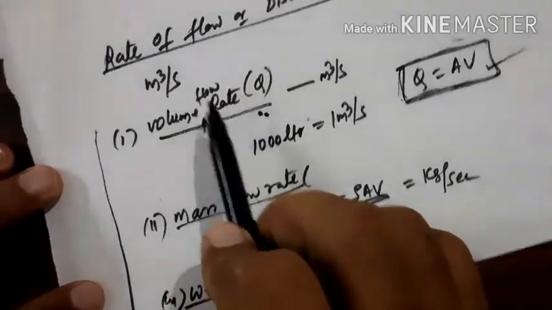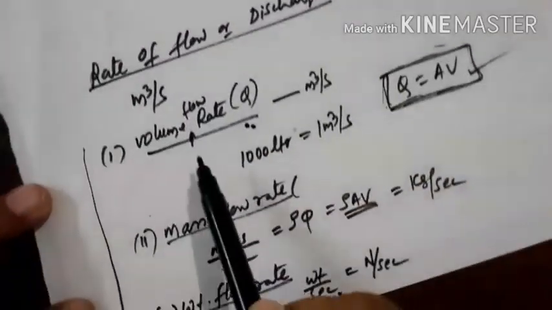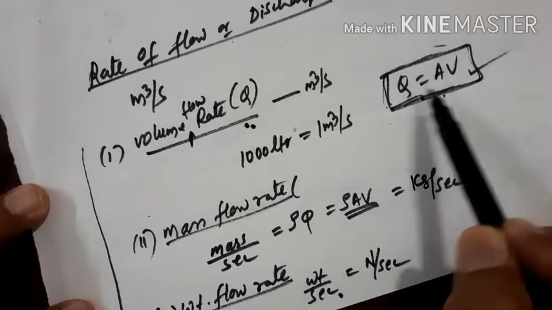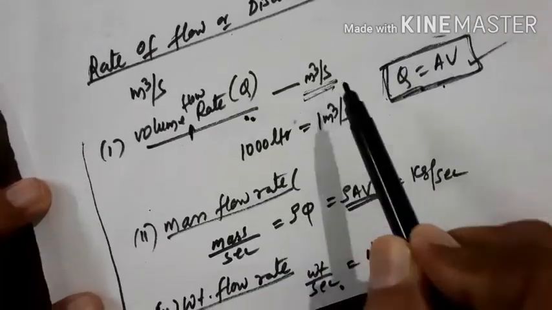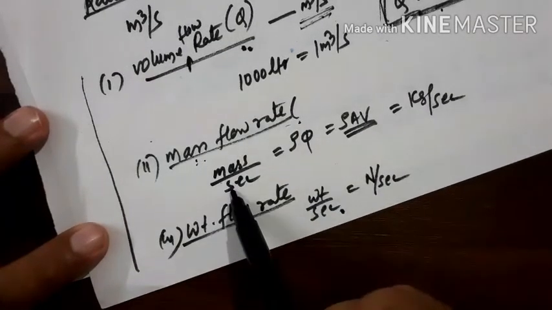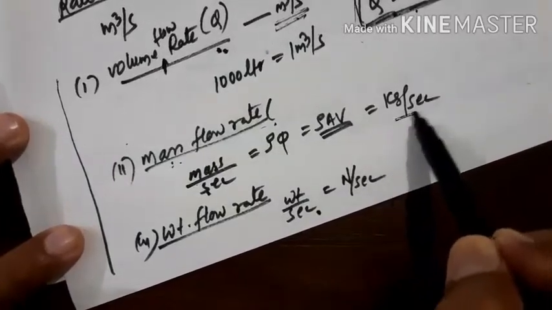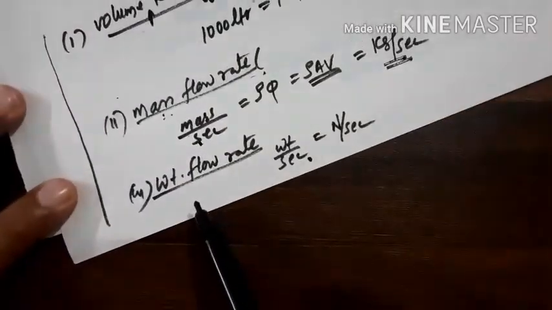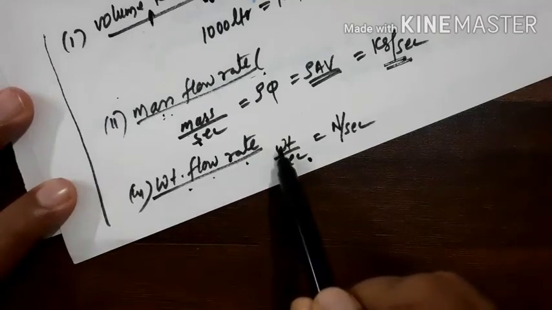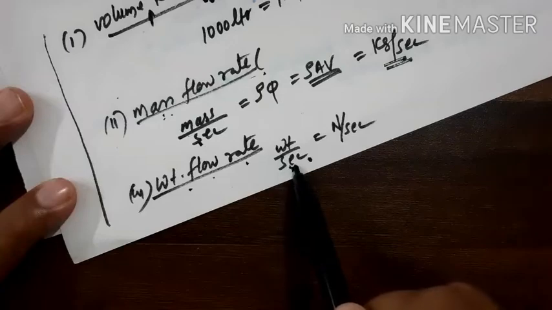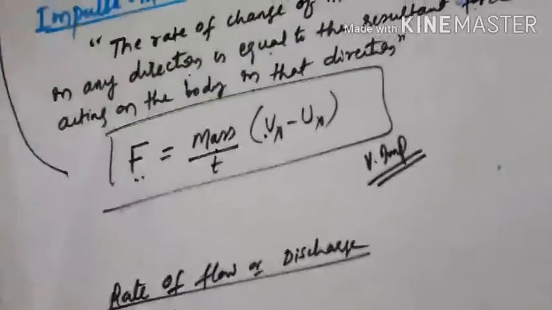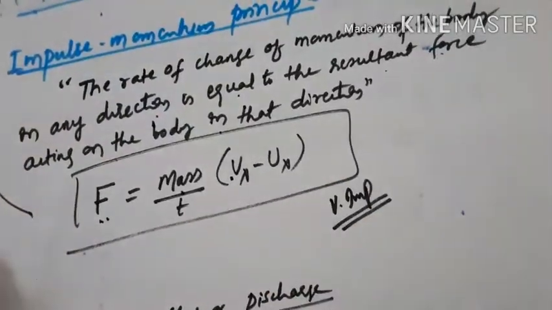So the rate of flow or the discharge can be written in terms of volume flow rate, that is Q equal to A into V, measured in meter cube per second. Sometimes it can be taken as mass flow rate, that is kg per second, or in problems as weight flow rate. In this chapter, the very important thing is the impulse momentum principle.